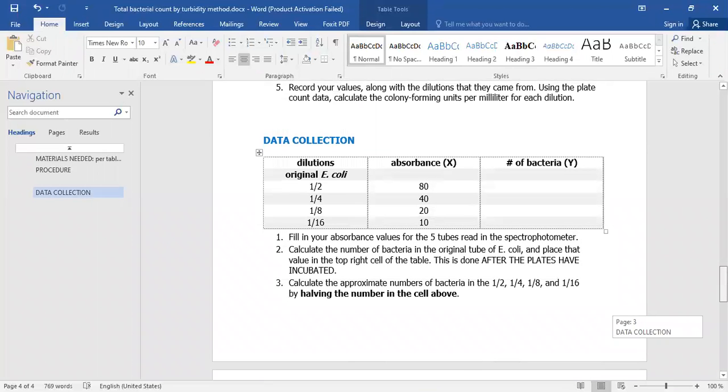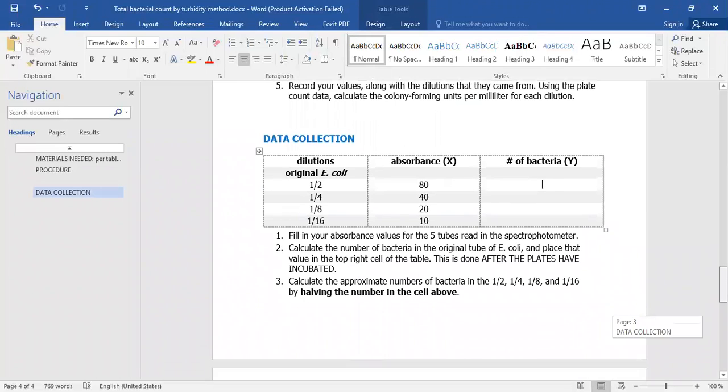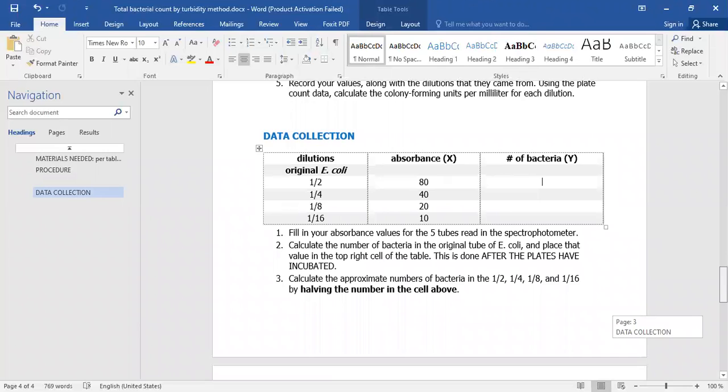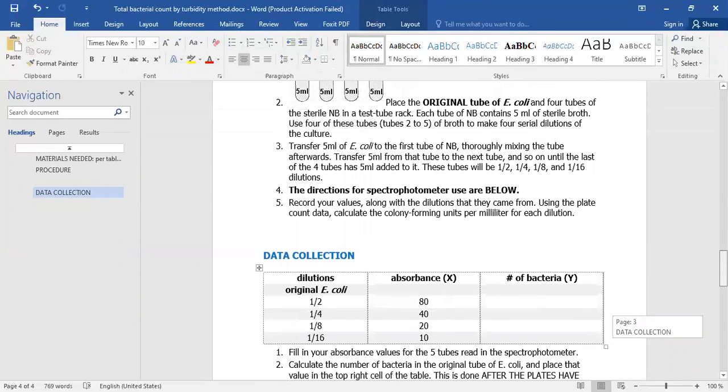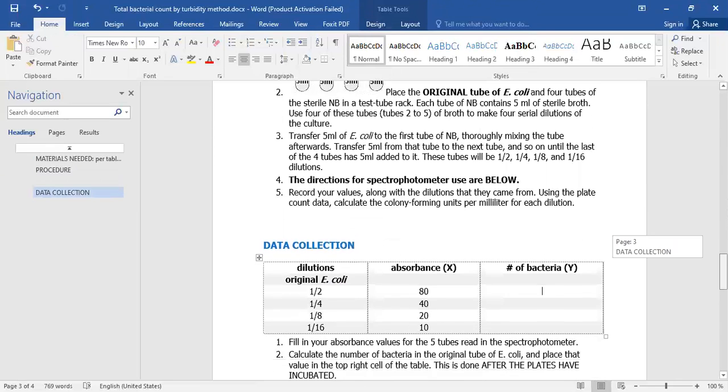Today I am going to discuss the topic: result on the total bacterial count by turbidity method. The turbidity method is detected using the spectrophotometer. In the previous video we prepared the samples, made some serial dilutions, and analyzed the results according to the spectrophotometer method.